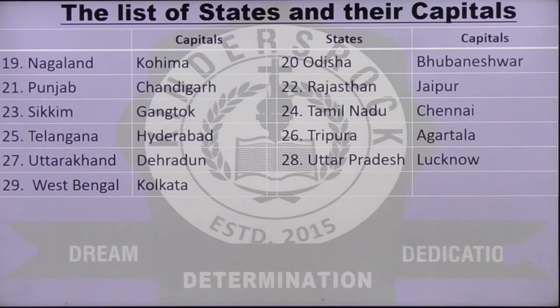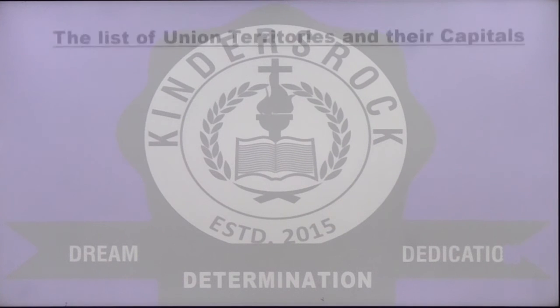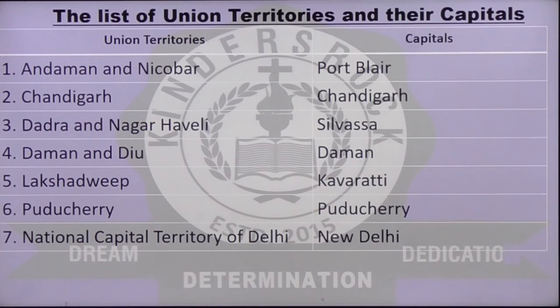Tripura, the capital is Agartala. Uttarakhand, the capital is Dehradun. Uttar Pradesh, the capital is Lucknow. And West Bengal, the capital is Kolkata. So these are the 29 states and their capitals. You have to memorize the name of these 29 states and their capitals. Right. Now let us look at the list of the union territories and their capitals.